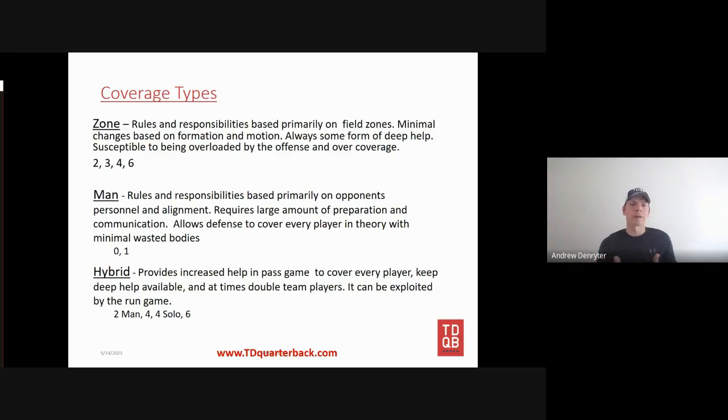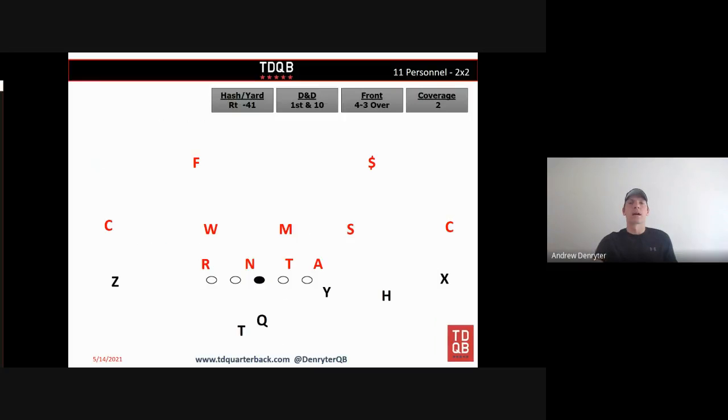Cover 4 can be a hybrid. We'll get into more of that. 4 solo is a very common one you'll see in high school, and then cover 6. All right, but we're going to primarily talk about the shells and the shape of the coverage here today.